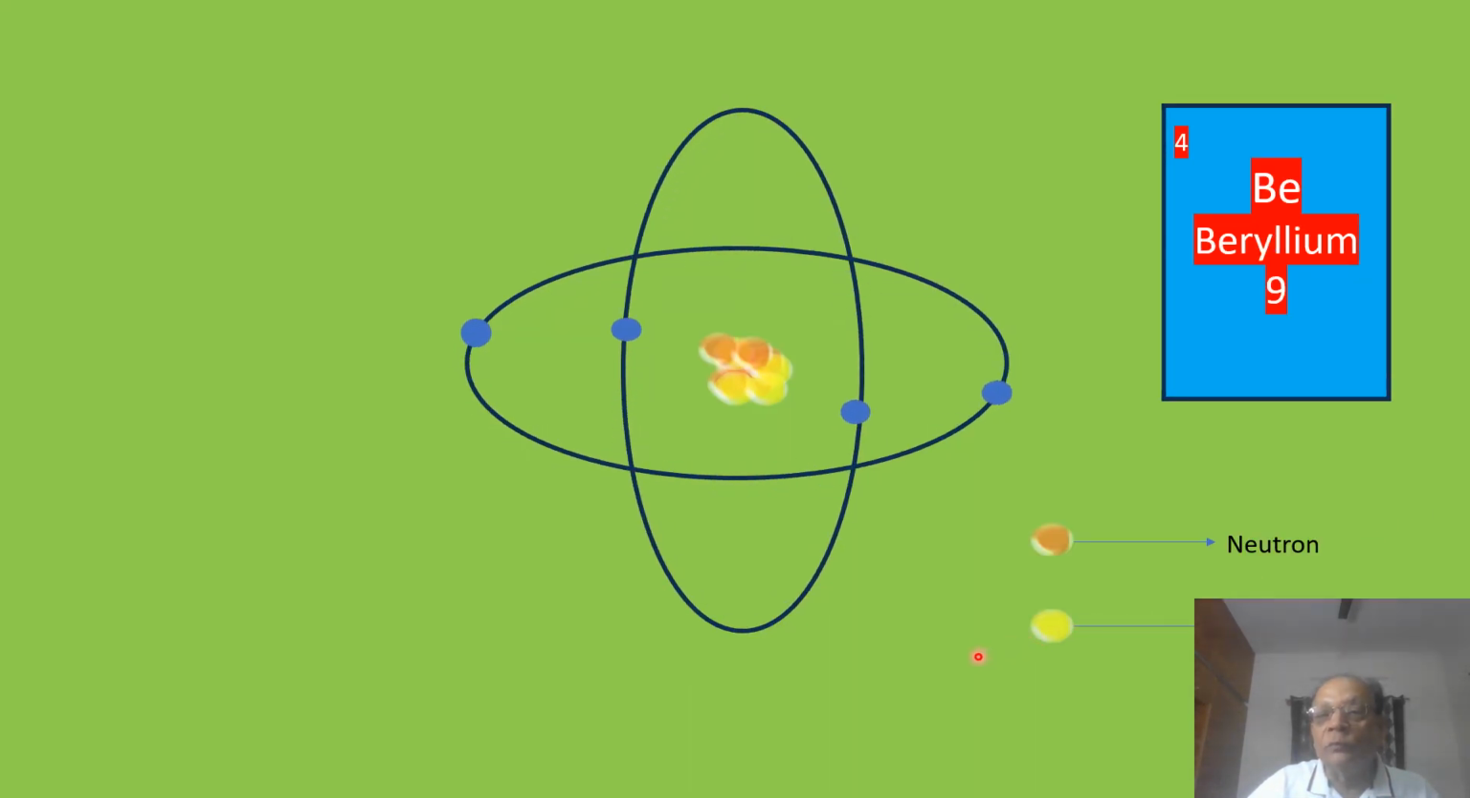This is beryllium, atomic number 4. Protons are 4 and therefore the electrons are also 4. In the first shell, which is the horizontal one, we have 2 electrons revolving, that is the K shell, and in the L shell we have another 2 electrons revolving. So atomic number 4 is beryllium.